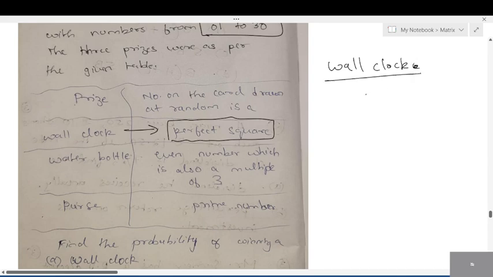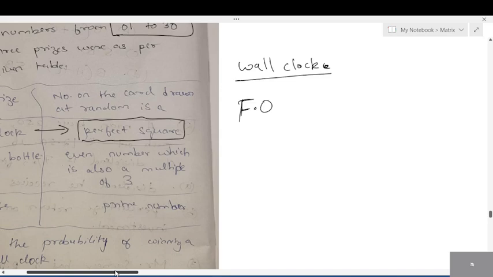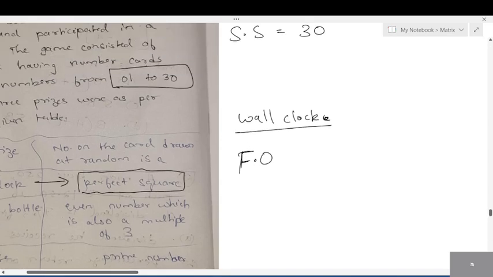Look, I'll tell you how to write. If you have got the answer wrong, no problem. I'll teach now. So you have to read it like this. Number on the card drawn at random is a perfect square. Draw the wall clock. Favorable outcome. There are three things you have to remember here: favorable outcome, sample space, then total outcome. Total outcome and sample space are the same. First, perfect square. From 1 to 30, tell me all the perfect squares, students. What are the perfect squares from 1 to 30?